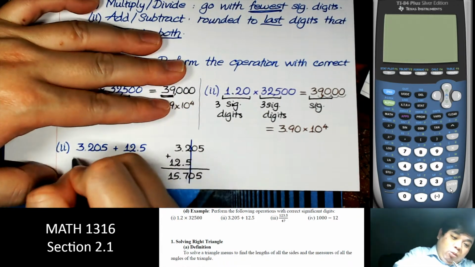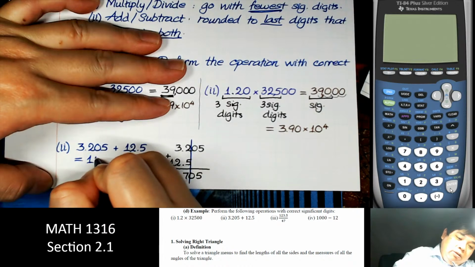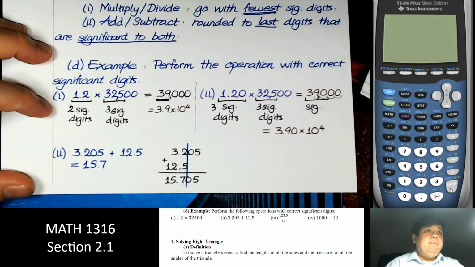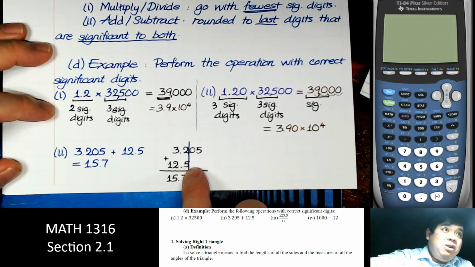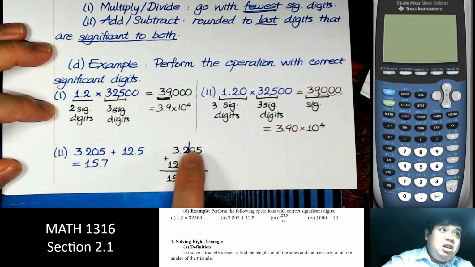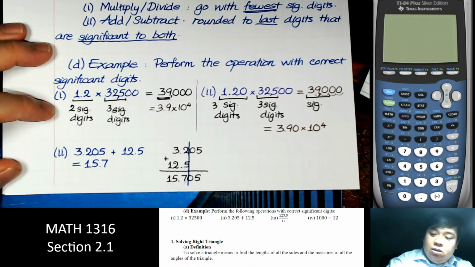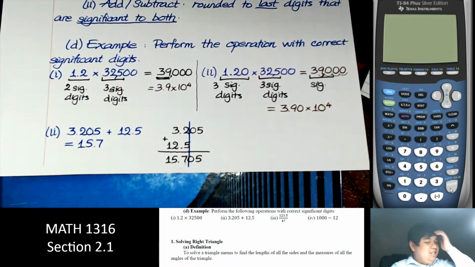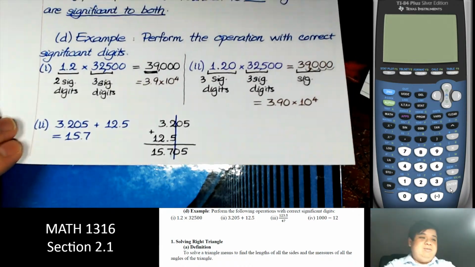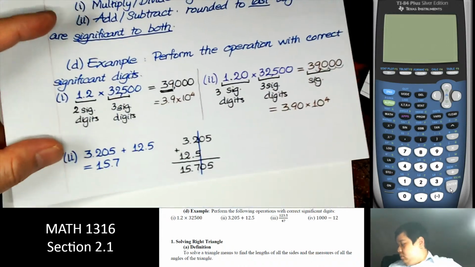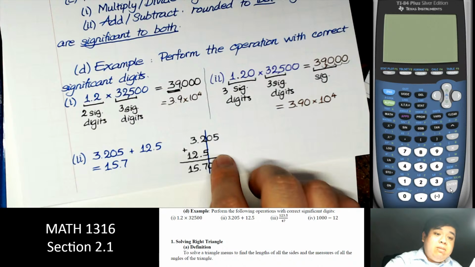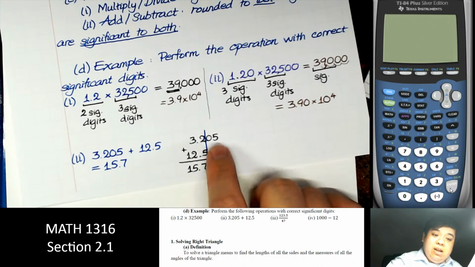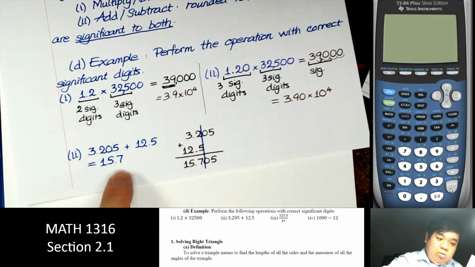So when we add them properly, it will be just 15.7. We round to where we have the last digit that's significant to both. The 0 and 5 here are significant. We're not sure what happened after that. So just 15.7. If we have 0, 0 here at the bottom, at the end, that's a different story. But since we don't, we have to round to that point.